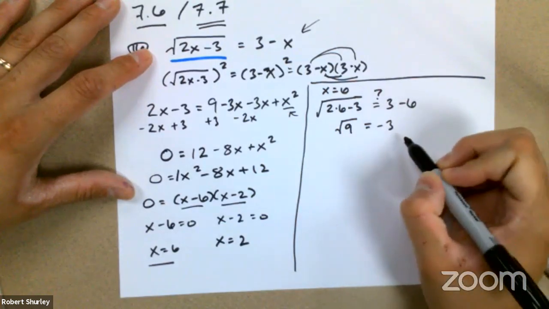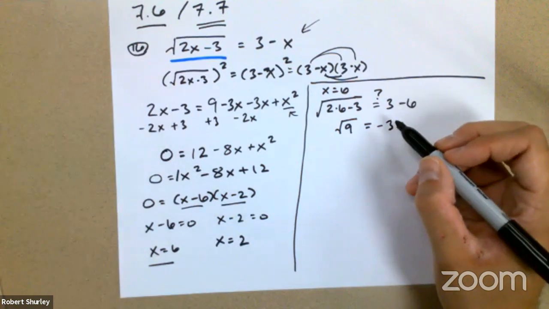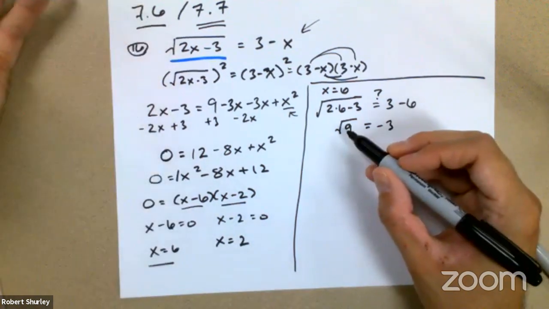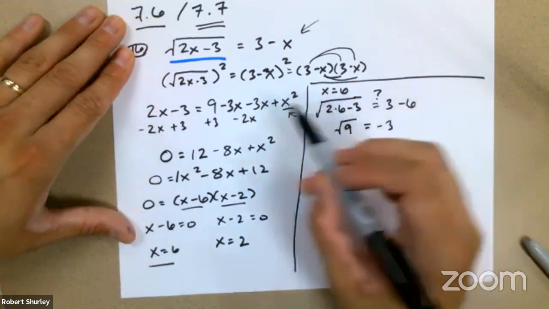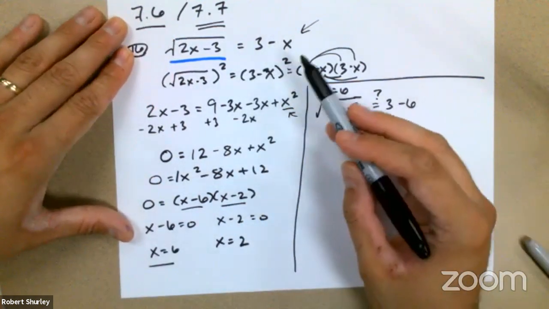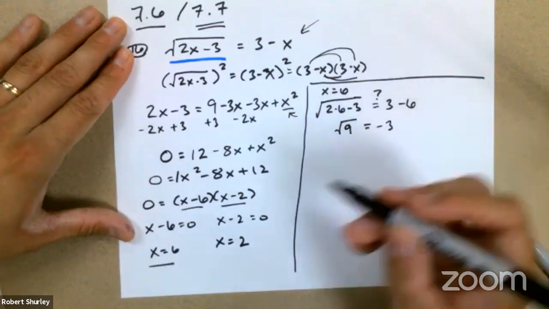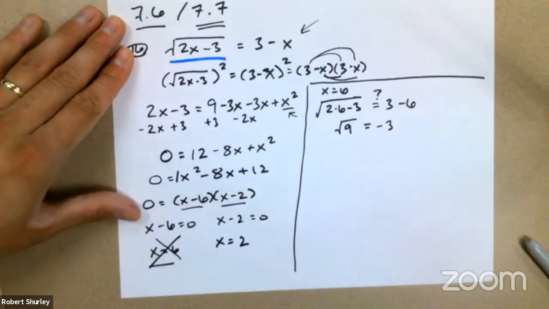Well, that's negative 3. This is not true, right? Look, the square root of 9 is positive 3. It does not equal negative 3. And just doing a quick check, make sure I didn't miss a sign or anything goofy. Yeah, 3 minus 6, that's negative 3. So turns out I have to throw out the 6.